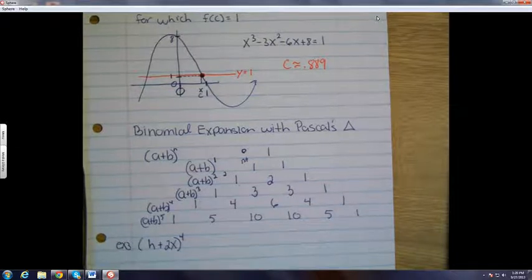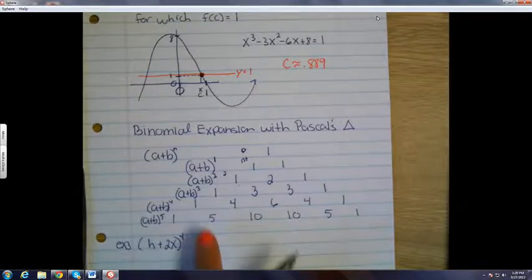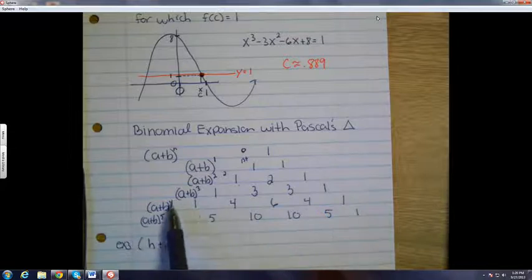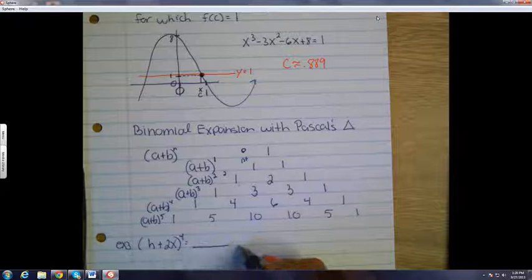And I want to expand that. That would be h plus 2x times h plus 2x times h plus 2x times h plus 2x. A lot of foiling. This is a nice little shortcut. So if you look at these, if I'm going to the fourth power, I need 1, 2, 3, 4, 5 terms. It's always one more term than your power. So I like to start with the 5 spot.